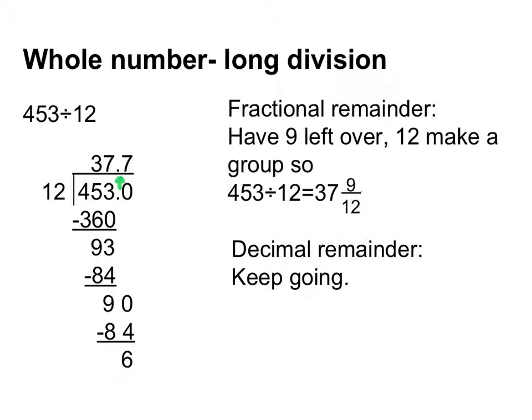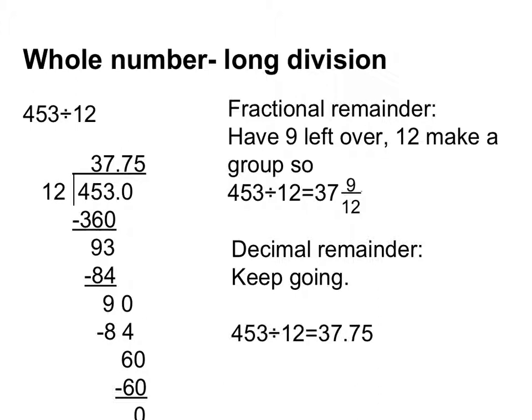Then 7 times 12 is 84. I subtract it, that gives me 6. So I'm still not done. So I need another one. So I probably should write a 0 in here. And then I bring that down. And then 12 goes into 60 5 times. And then if I subtract 60, I have 0. So now I have nothing left. I'm done with my division.